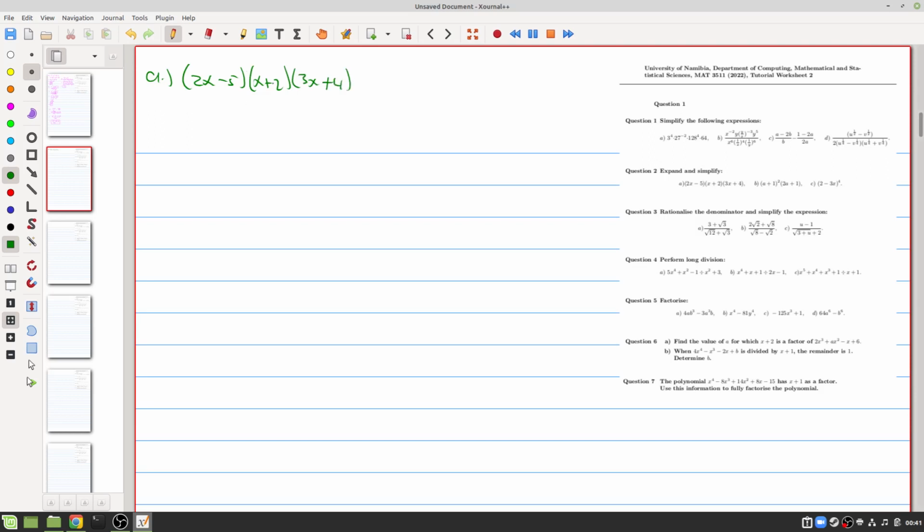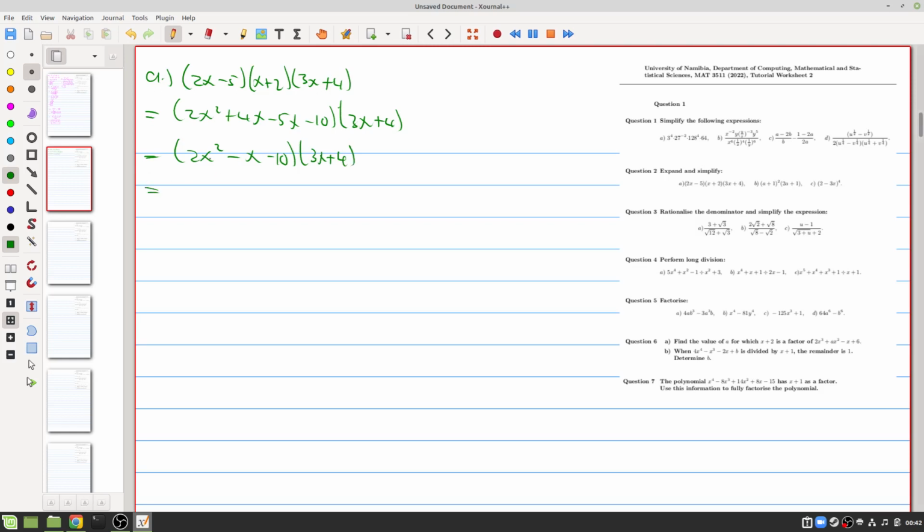Okay, again, you can multiply any two brackets first and multiply that resulting answer with the remaining bracket. I'm going to do the first two brackets again. So 2x times x is 2x squared. 2x times 2 is 4x. Negative 5 times x is negative 5x. Negative 5 times 2 is negative 10. And then 3x plus 4 is in the other bracket. Let's collect our like terms inside. So 2x squared, and in the x's, 4x minus 5x is minus 1x, and then minus 10. Multiply all of that by 3x plus 4.